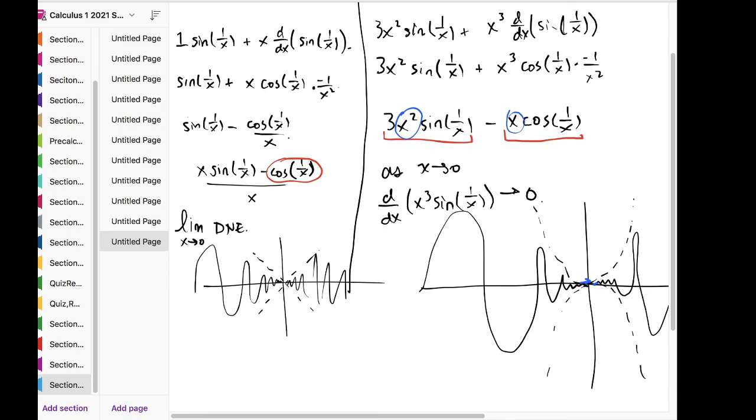So yeah, that's all we have for today, but I just wanted to show you that picture, really what the derivative is doing and that limit towards 0.